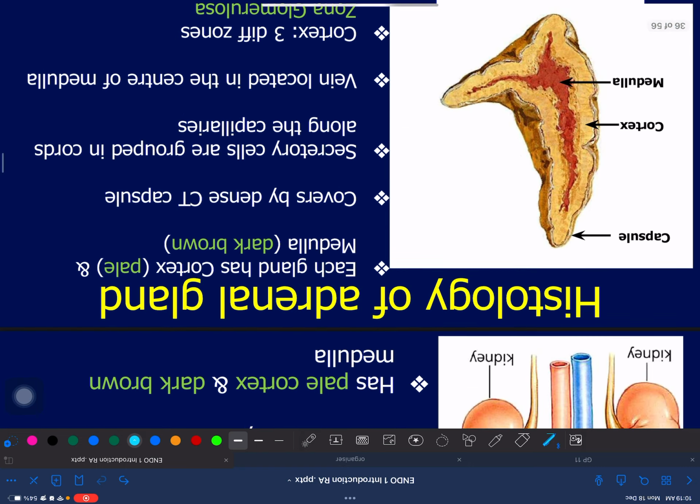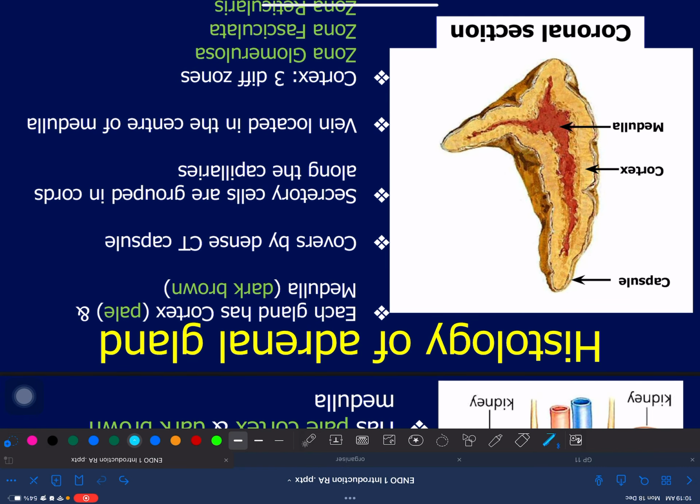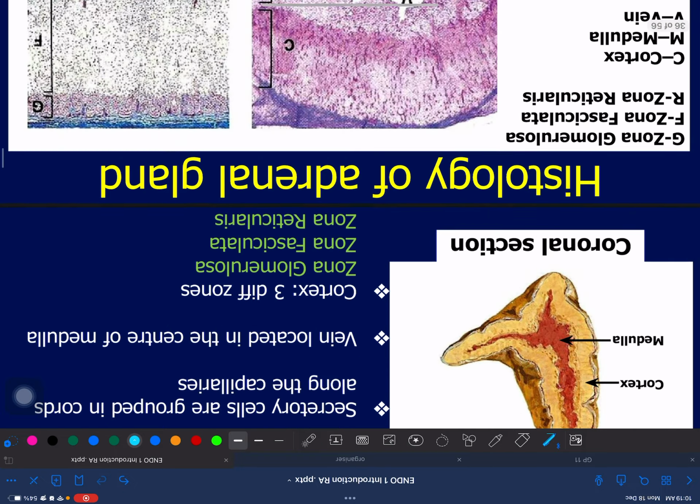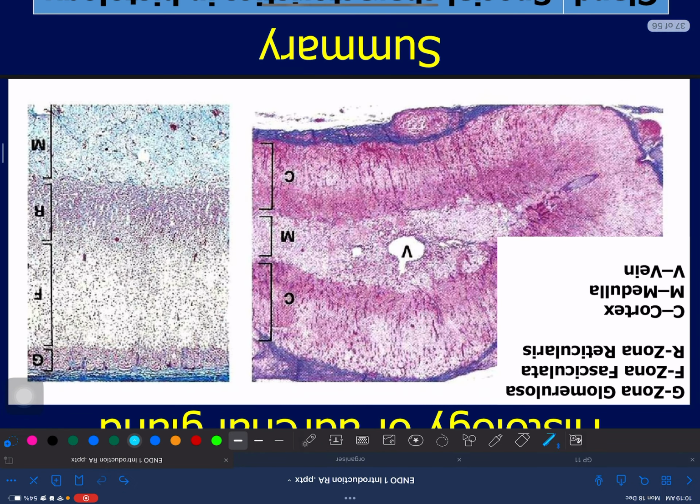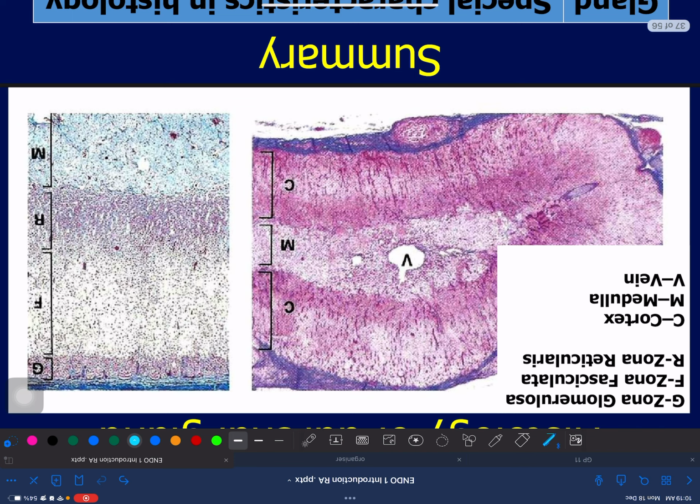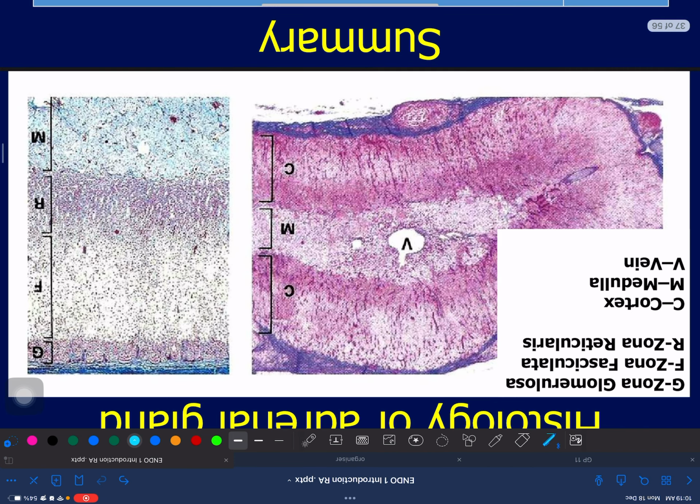Okay, this is the histology of the cross section. Okay, glomerulosa, fasciculata, and reticularis. It is all cortex. This is cortex. This is cortex. And dalam dia, this is medulla, and this is the central vein.